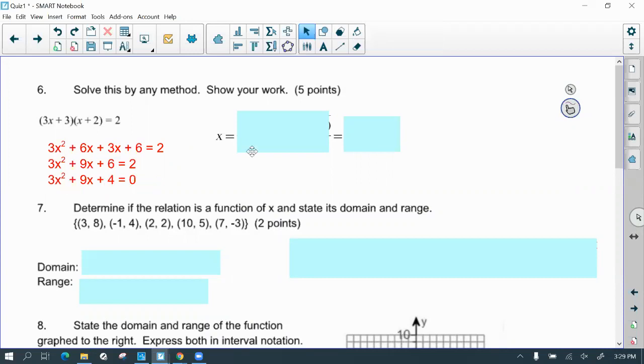Now you can try to factor it. I'm not sure if it even is factorable. I just went to the quadratic formula because it always works. And see, the discriminant is 33. That tells you that this was not factorable.